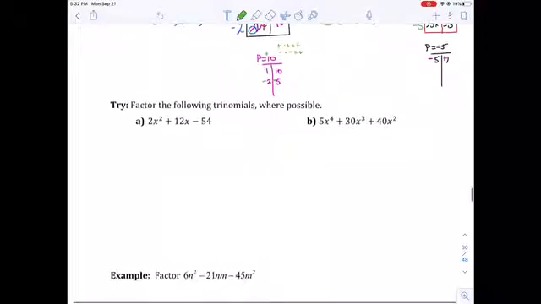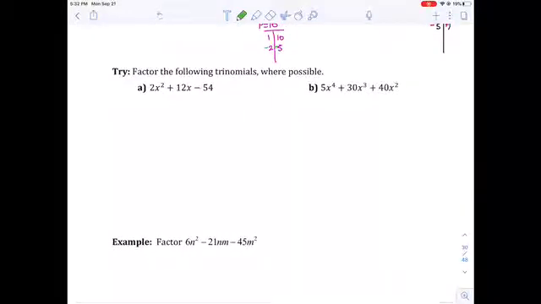Okay, so there's 2 more questions here. Why don't you give it a pause and try these questions on your own and see if you can get the same answers.